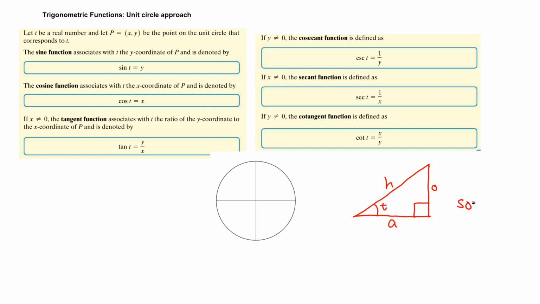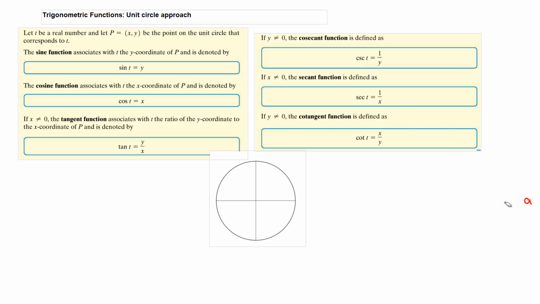Then, SOH-CAH-TOA: sine is opposite over hypotenuse, cosine is adjacent over hypotenuse, and tangent is opposite over adjacent. Okay, you will see this later. But here I am defining those trig functions using the unit circle approach.